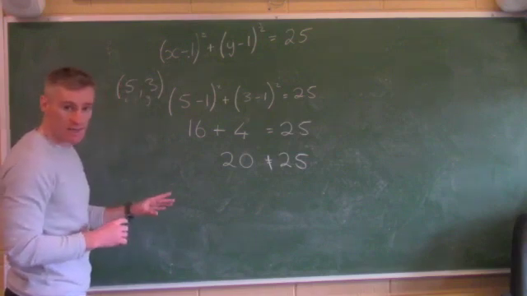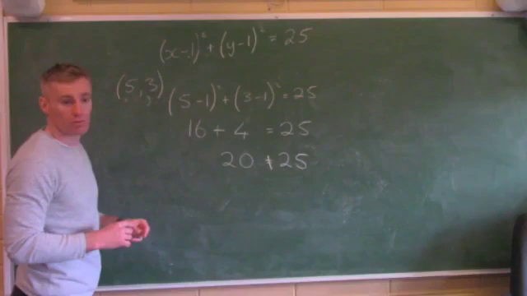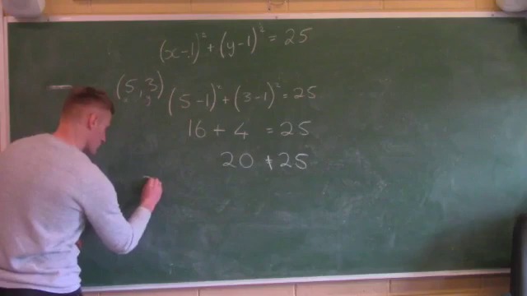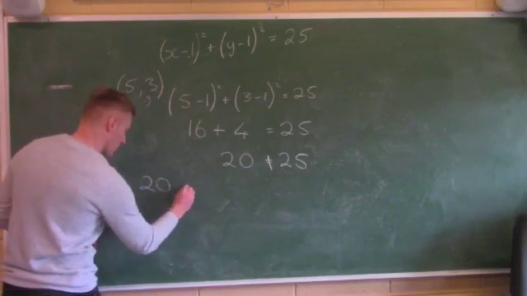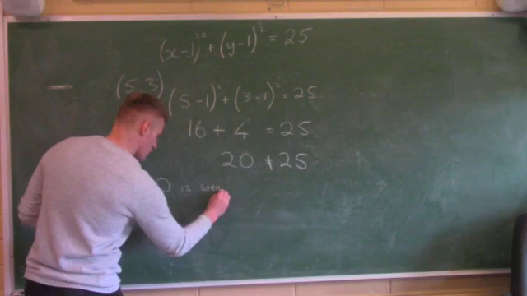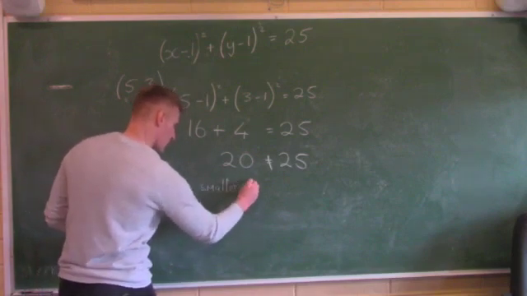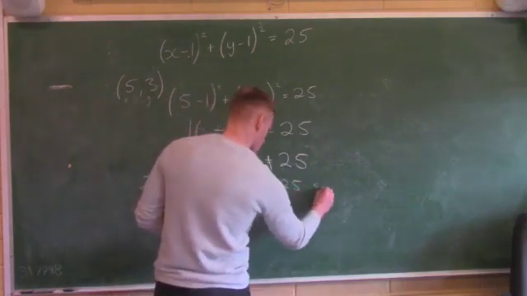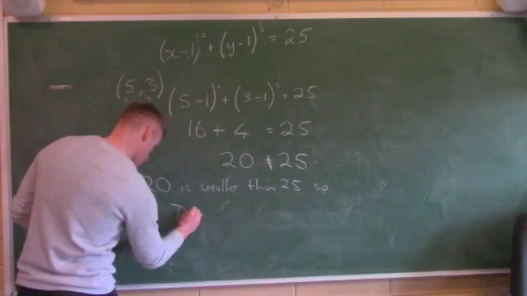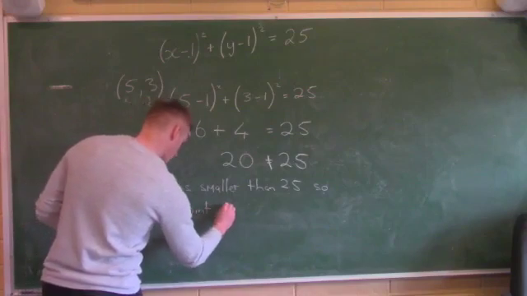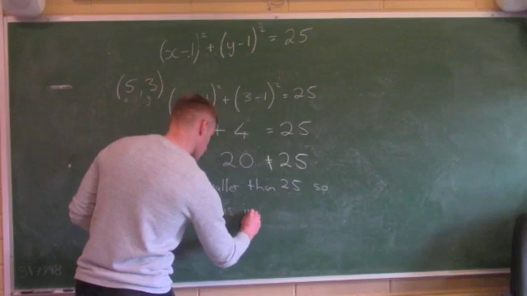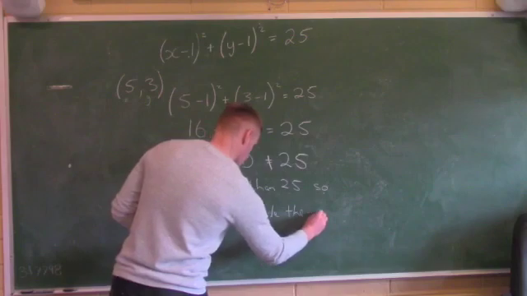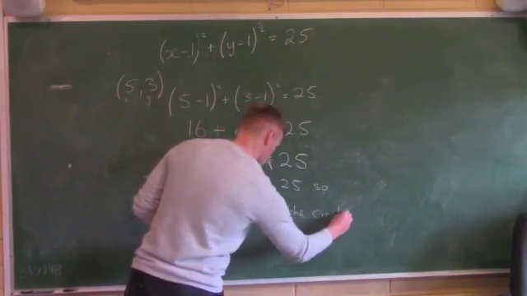So again, we need to state a conclusion. Remember back to earlier, where we said yes, the point is on the circle. Here we'll say something like: 20 is smaller than 25, so the point is inside the circle. Okay.